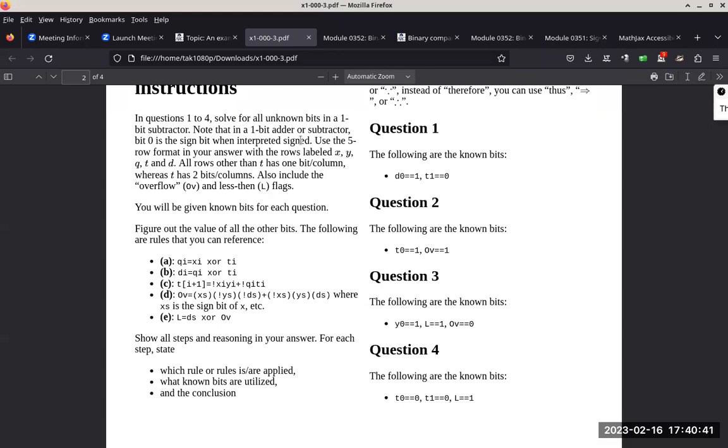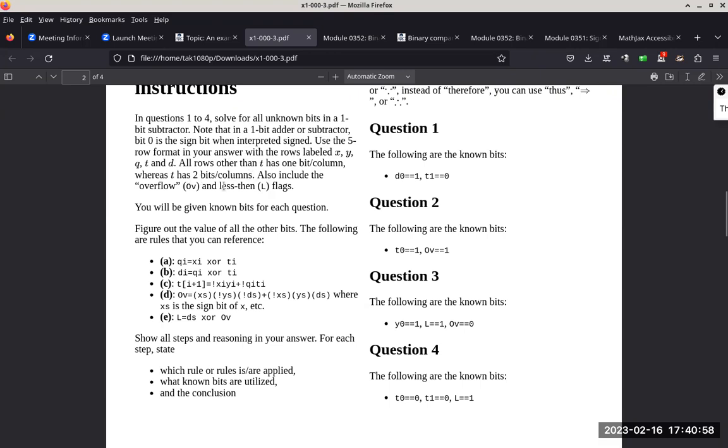The answer is yes. The signed bit is the only bit. Use the 5-row format in your answer with the rows labeled X, Y, Q, T, and D. All rows other than T have 1 bit per column, whereas T has 2 bits per column.